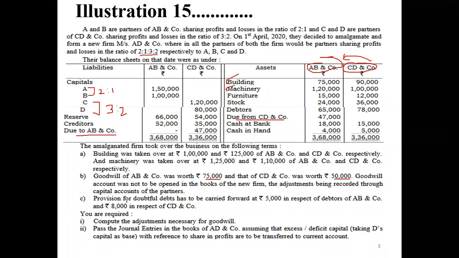Point number C says provision for RDD to be created against debtors: 5,000 in respect of AB Company and 8,000 in respect of CD Company. Okay, you are required to compute the adjustment necessary for goodwill. Okay, that we will do. Pass journal entries. Journal entry means we will do ledger posting in the books of AD and Company, assuming that excess or deficit capital, taking D's capital as a base capital with reference to the share in the profit, are to be transferred to current account.